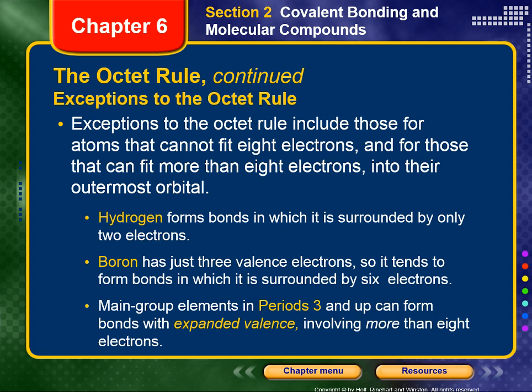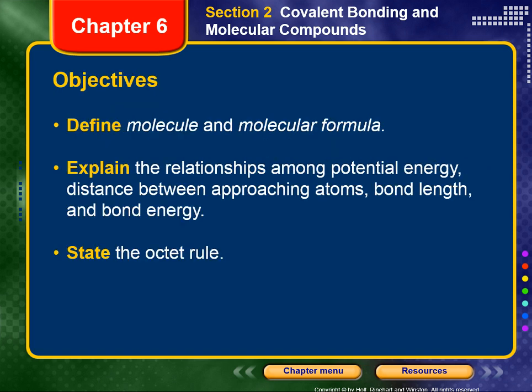Other atoms can be surrounded by more than 8 electrons when they combine with the highly electronegative elements fluorine, oxygen, and chlorine. In these cases of expanded valence, bonding involves electrons in the d orbitals as well as in the s and p orbitals. At this point, you should be able to define molecule and molecular formula, explain the relationships among potential energy, distance between approaching atoms, bond length, and bond energy, as well as state the octet rule.